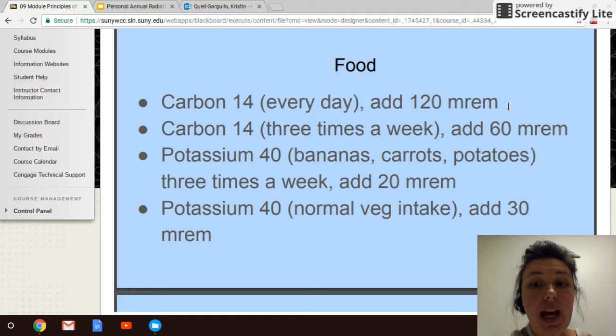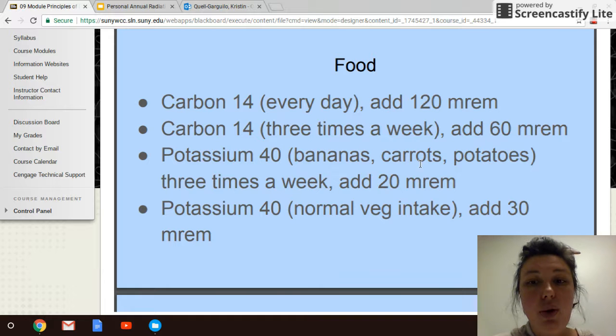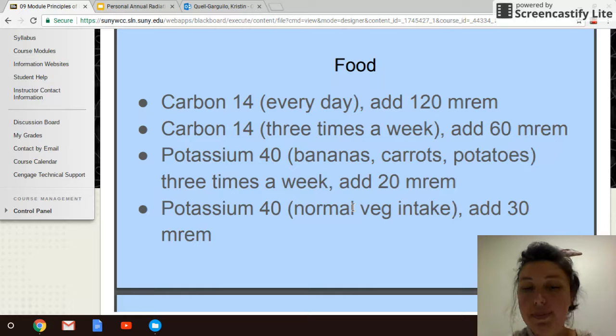And if you happen to have a very normal vegetable intake, you are eating a vegetable a day, give yourself 30. So for example, if I'm eating meat every day, I give myself 120. And if I happen to add one of these 3 veggies often, I'm going to add 20 to that, giving myself 140. And then I do eat my vegetables every day. And so I'm going to give myself another 30 onto my 140. And so you're going to add together the numbers that are appropriate for yourself.